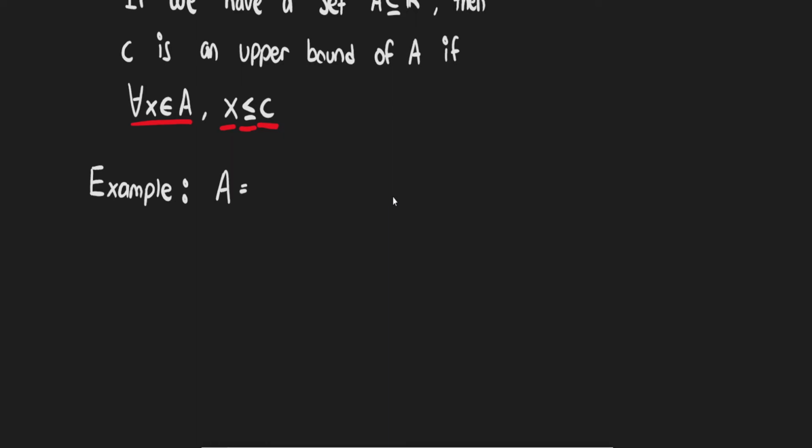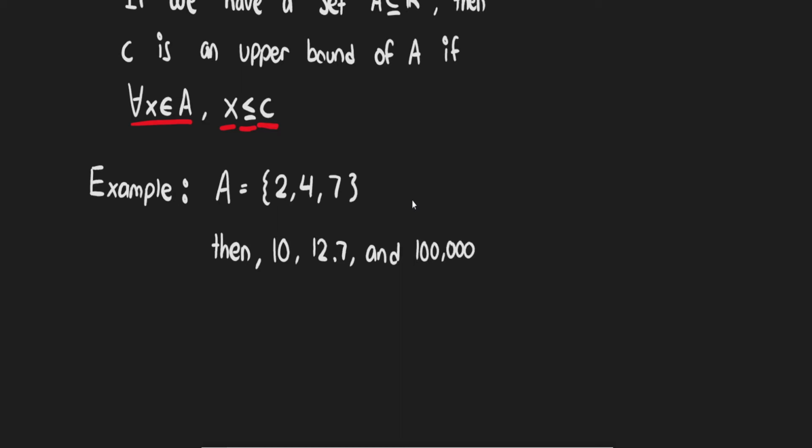Okay, so let's give some examples, shall we? Let's say we have a set A, and this set consists of the numbers 2, 4, and 7. A set can have multiple upper bounds, right? It's not just a special thing which only one number can possess. The number C is not unique. It can be a multitude of numbers. So for example, in this case, 10 is an upper bound because 10 is greater than or equal to everything inside of here, right? 10 is greater than 2, obviously. 10 is greater than 4, also obviously. 10 is greater than 7, also obviously. Similarly, the number 12.7 is also considered an upper bound, and also 100,000, because why not, right?